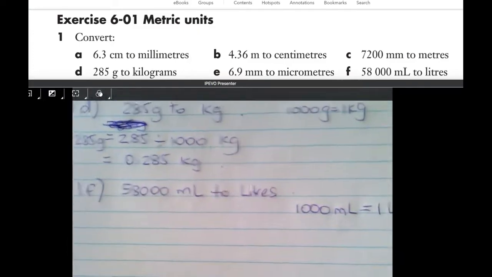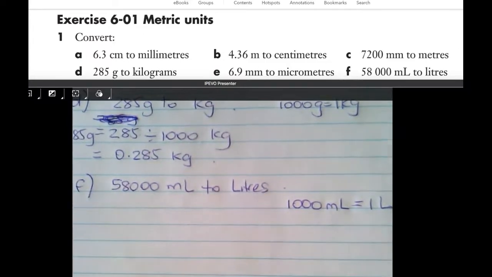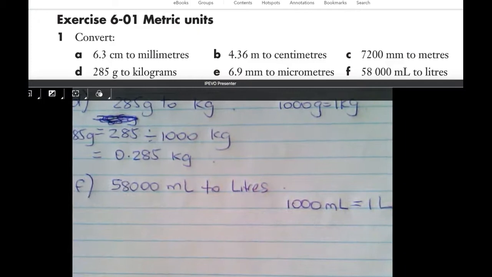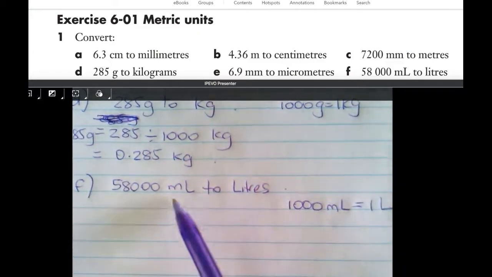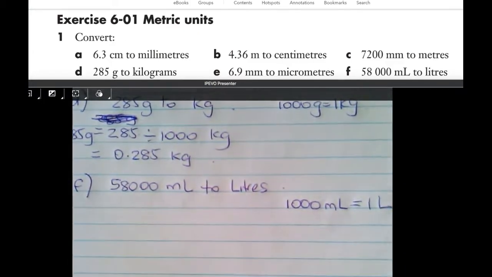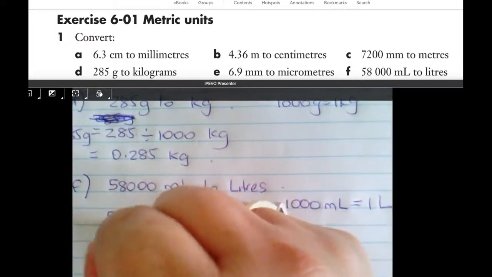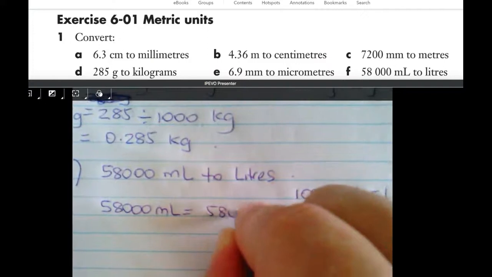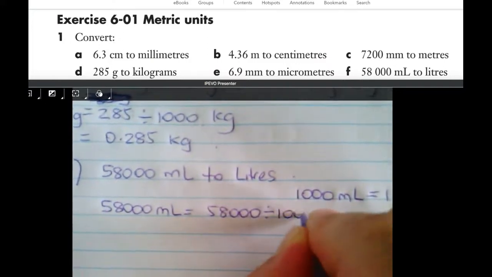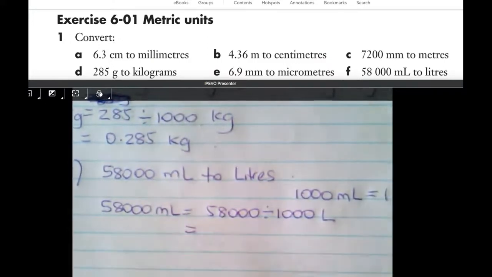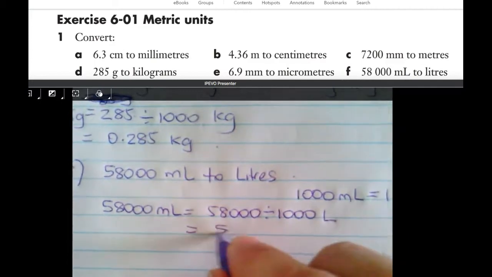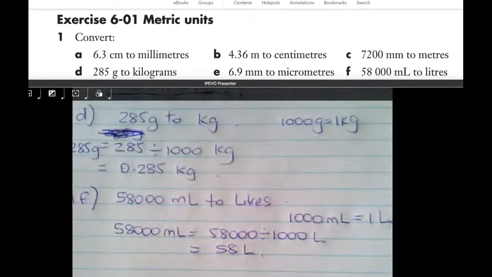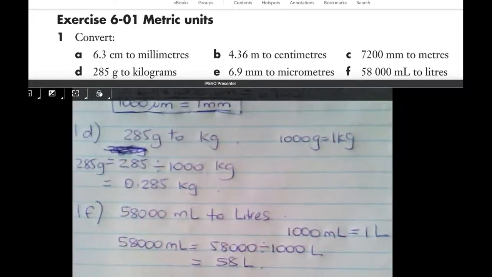So 1,000 mils equals 1 litre. You're going to have more or less litres. There's the litres, it's got the small number. The mils has got the big number next to it. I'm going from here to litres. Divide by 1,000. So 58,000 mils is 58,000 divided by 1,000 litres. Answer? 58 litres.